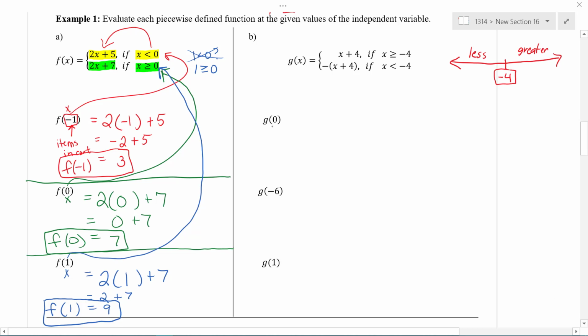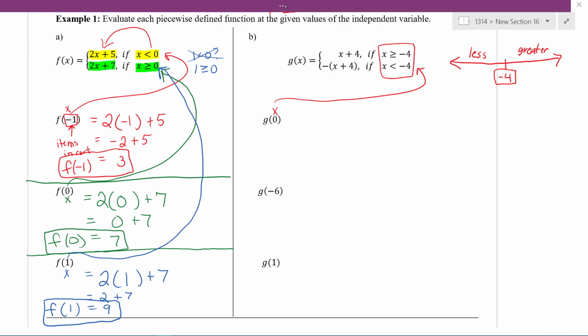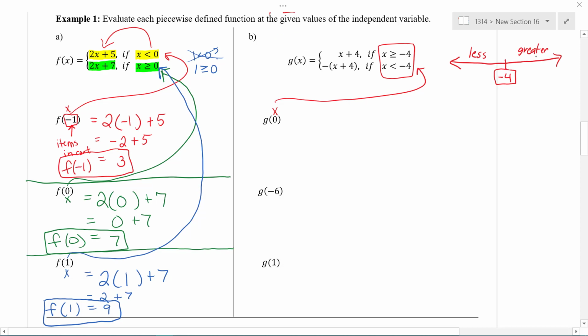Okay, we're asked to plug in, first of all, a 0. So we want g of 0. This is the x value that we're going to plug into the function. So we have to decide what lane do we go in. Which of these two does 0 fit into? Where is 0 on our number line? 0 is to the right of negative 4 on our number line. So 0 is greater than negative 4.